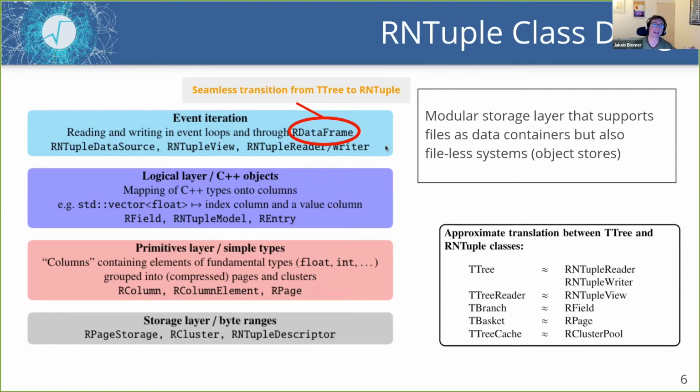And what the user interacts with is the event iteration API. There's a custom API for our RNTuple, but what's interesting here is that we integrate this with RDataFrame, our data frame being ROOT's facility for declarative analysis. And the idea is that should you have your analysis expressed as RDataFrame code, you can seamlessly exchange TTree and RNTuple data sources. So you would not need to change your code to analyze with one or the other format.